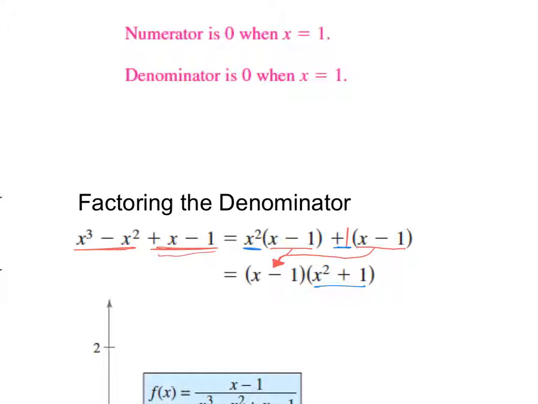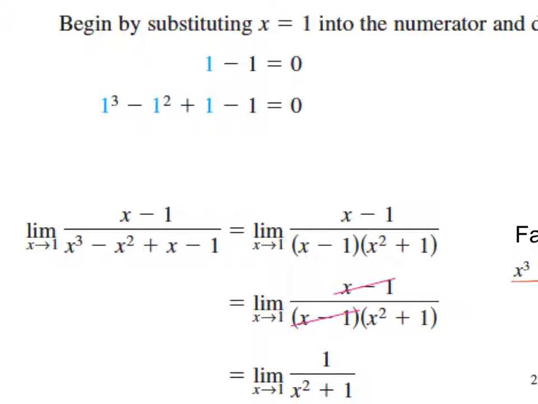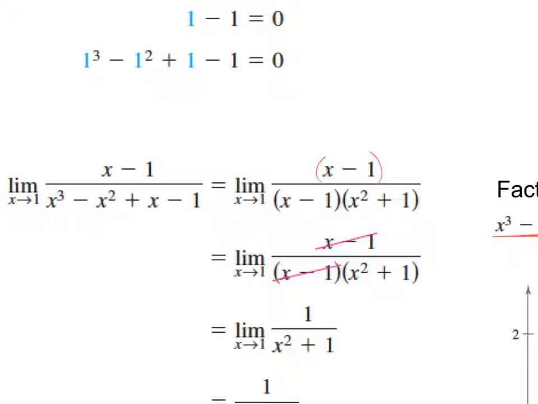So how do we use this? Well, let's go back over here to the limit. Once we see how to factor our denominator, we can rewrite the limit as the limit as x approaches 1 of x minus 1 over x minus 1 times x squared plus 1. And notice here what happens. If we look at this as a whole unit, it matches the factor here on the bottom, and those cancel out, leaving us with the limit as x approaches 1 of 1 over x squared plus 1.